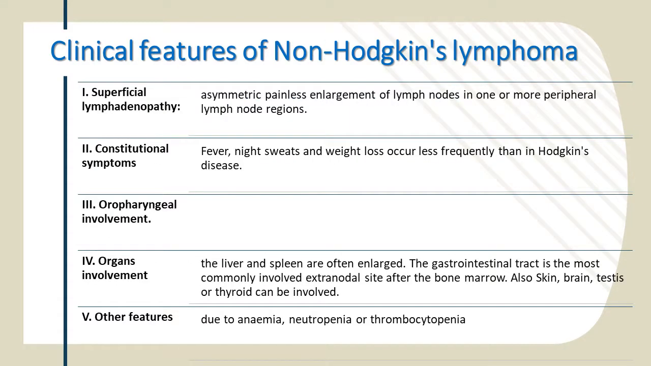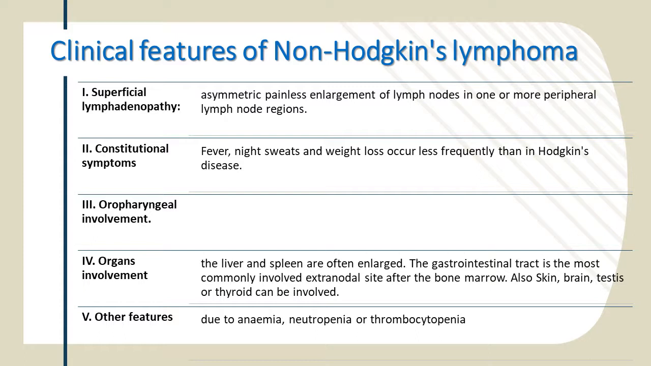The clinical presentations of patients with non-Hodgkin's lymphoma include superficial lymphadenopathy as an asymmetric painless enlargement of lymph nodes in one or more peripheral lymph node regions. In addition, the patients may have constitutional symptoms such as fever, night sweating, and weight loss, which occur less frequently than in Hodgkin's disease.